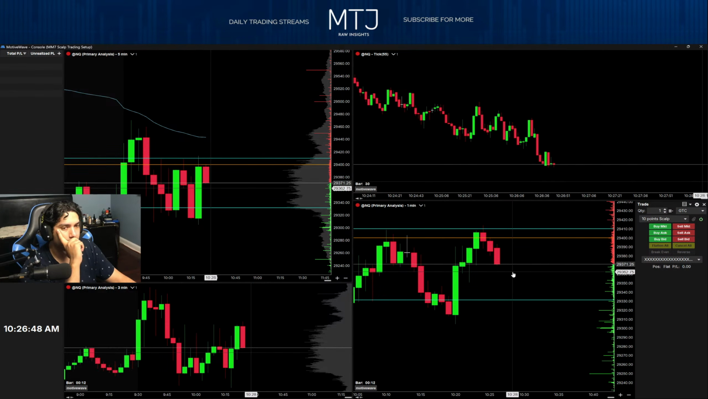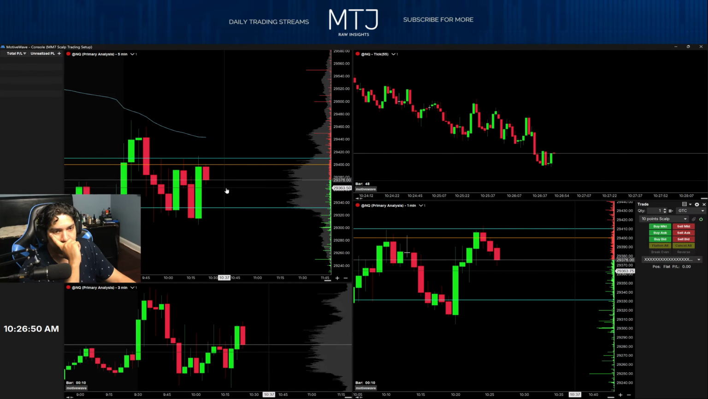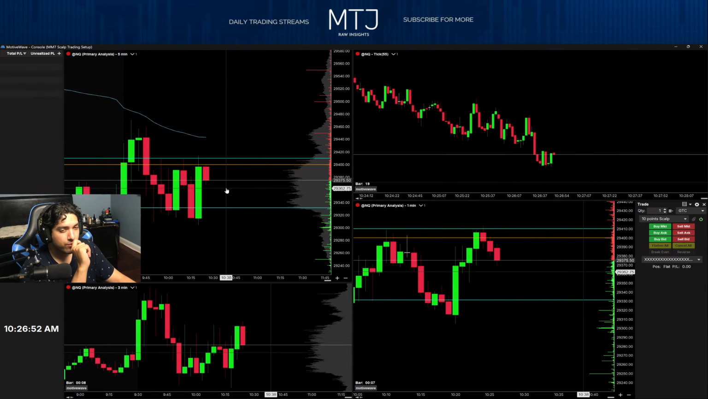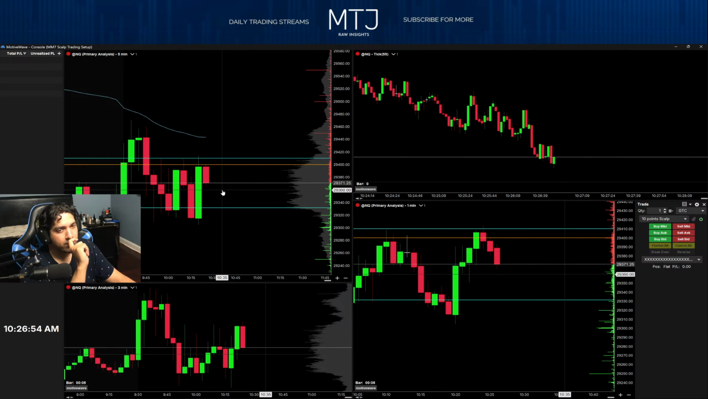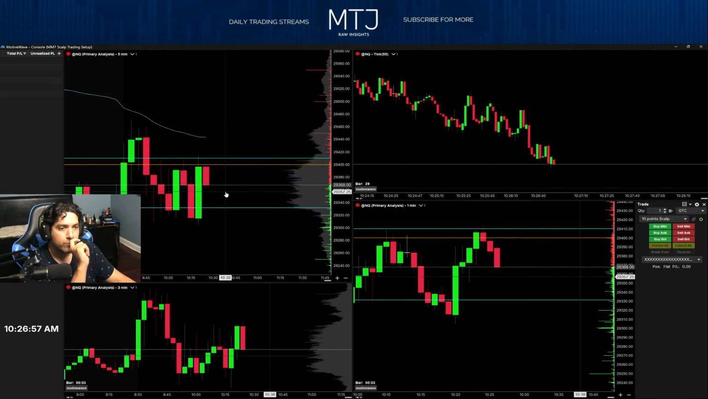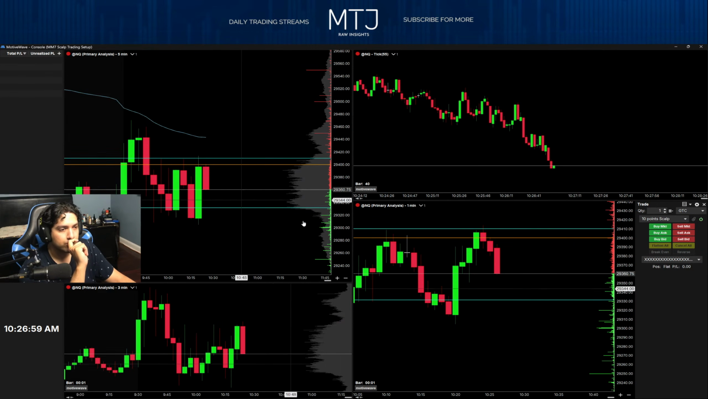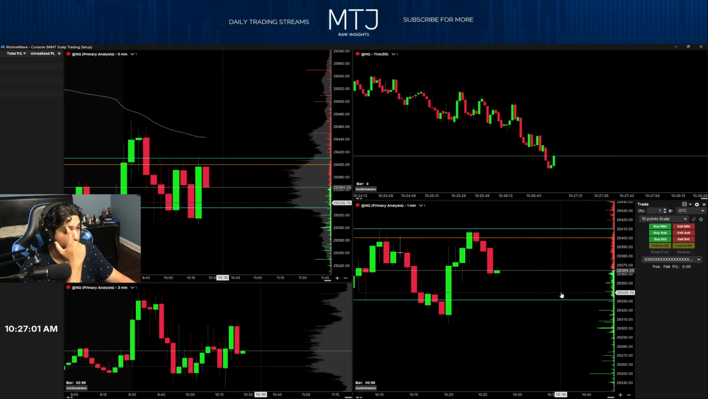Yep, there it is. We're getting the pullback right now. I would say it's pulled back to about 30 to 35, maybe 40%. Yeah, it's 40% now. 50% would be around the 57 level. Or you could get an even heavier pullback here.